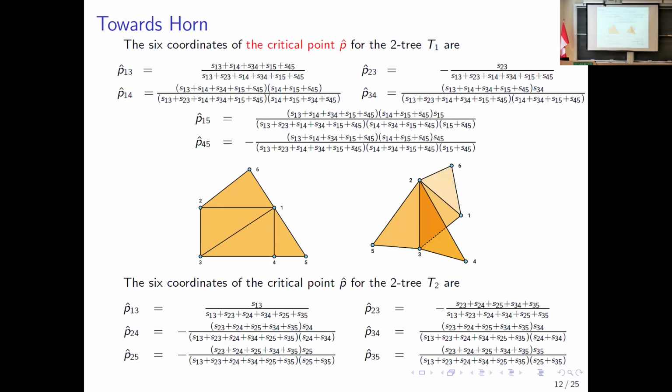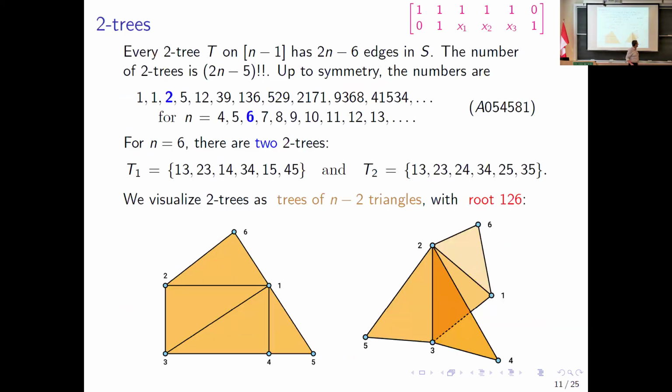Now, what is the critical point? Well, let me give you the coordinates. So there are these 2 examples. There's the first tree. What if you always choose the edge 1, 2 to glue with this tree? Yeah, that's allowed. But you get something different. Let's see. No, you get the same. So this one is a dummy. So this is actually the one.